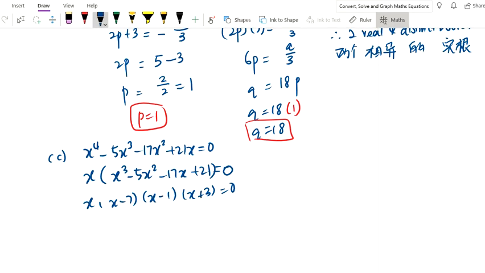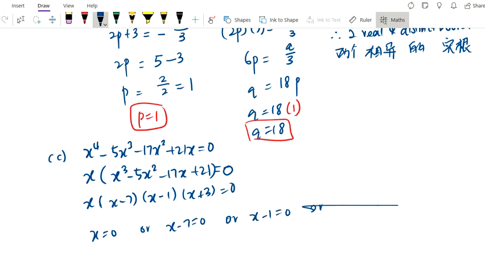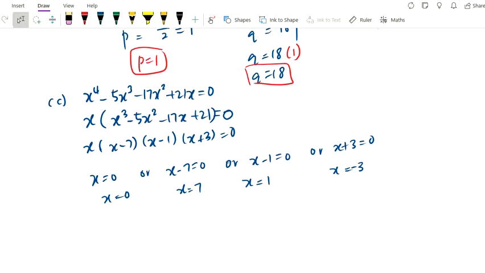So with the principle of zero products, x equals to 0, or x minus 7 equals 0, or x minus 1 equals 0, or x plus 3 equals 0. So x equals to 0, x equals to 7, x equals to 1, or x equals to negative 3. I write it like this: x equals to negative 3, 0, 1, 7. This is the answer.